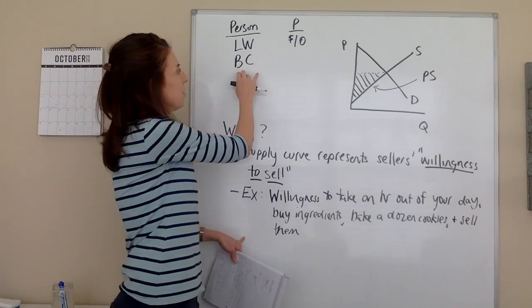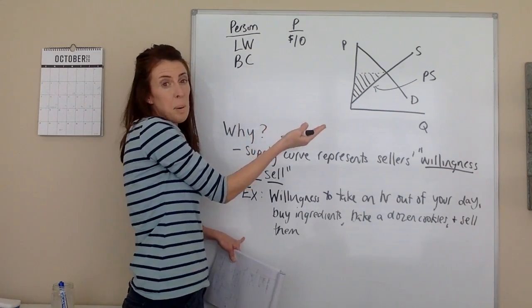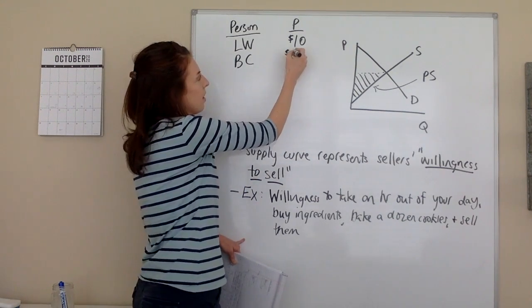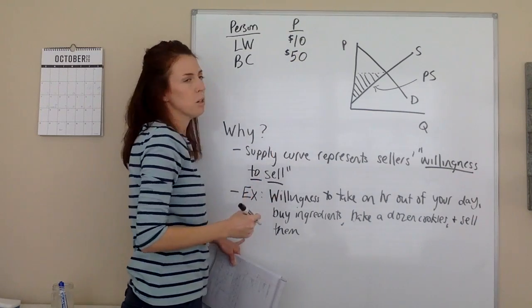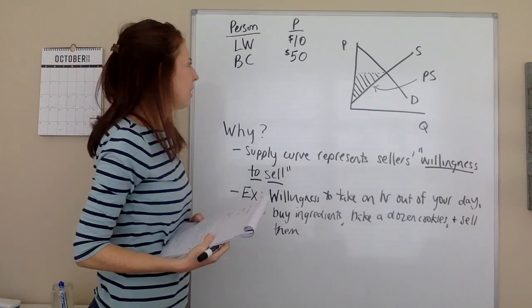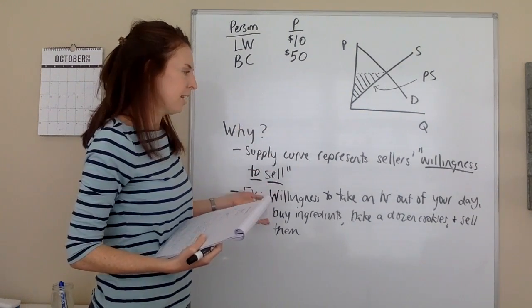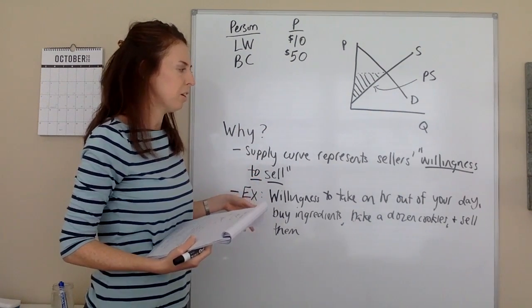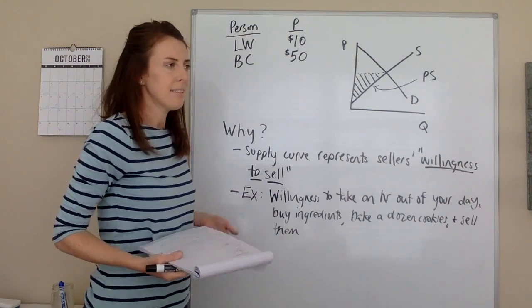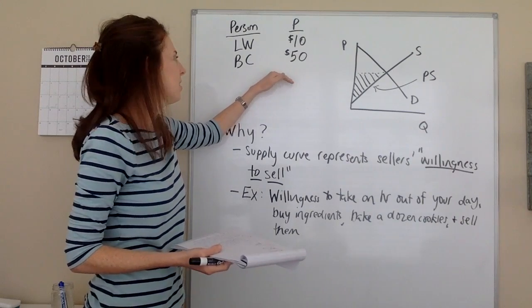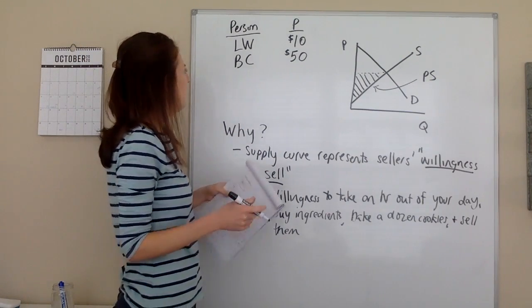Well, he's a lot busier than I am, so you're going to have to pay him quite a bit to do this. So maybe the price at which he would be willing to sell is $50 per dozen. In other words, this would be like him saying, well, if you'll give me $50 to do it, then I'll take an hour of my day, buy the ingredients, bake some cookies for you, sell you a dozen cookies, but you have to give me in exchange $50. So that's the price at which he's willing to sell.